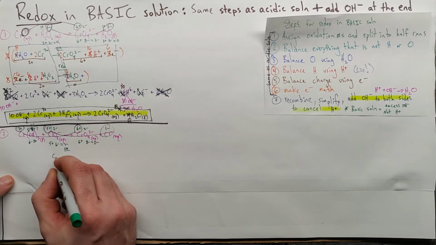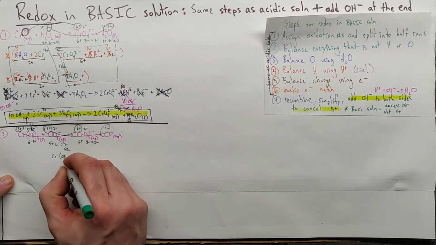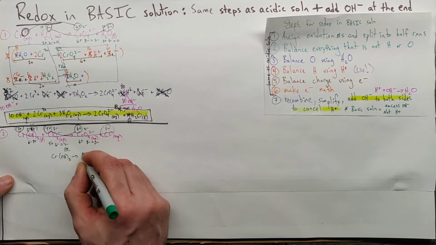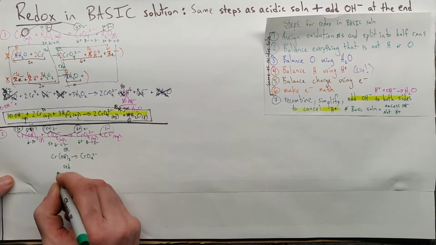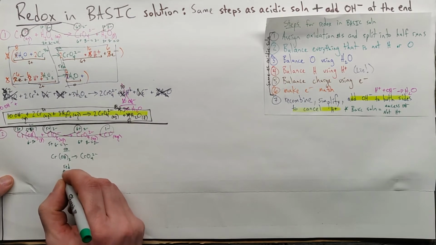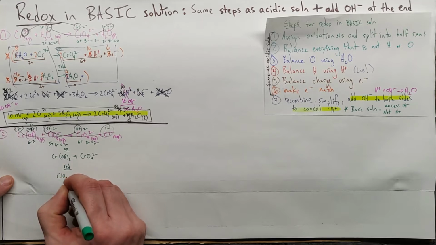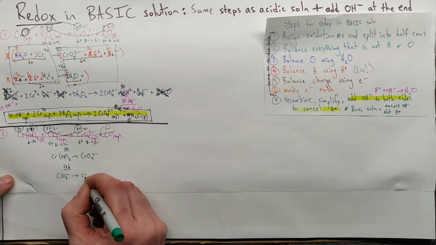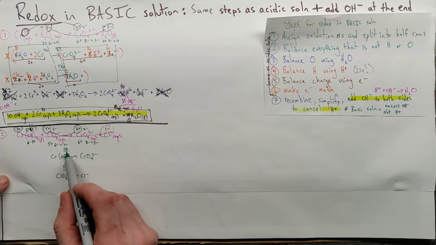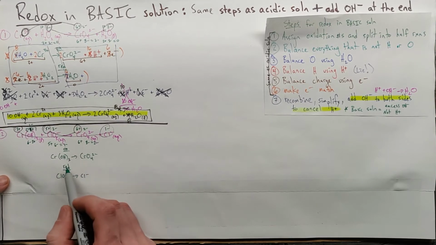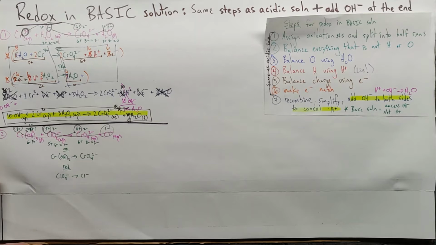We've got the chromium hydroxide, chromium 3 hydroxide, turning into chromate. And for our reduction, we've got the chlorate turning into chloride. And as a mental note in advance, oxidation should be producing electrons, reduction should be using electrons, and we'll see how that pans out.